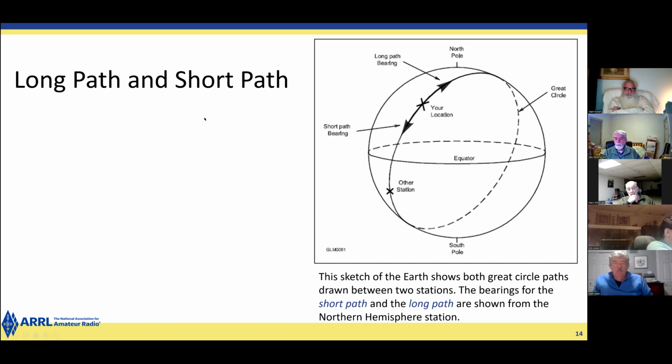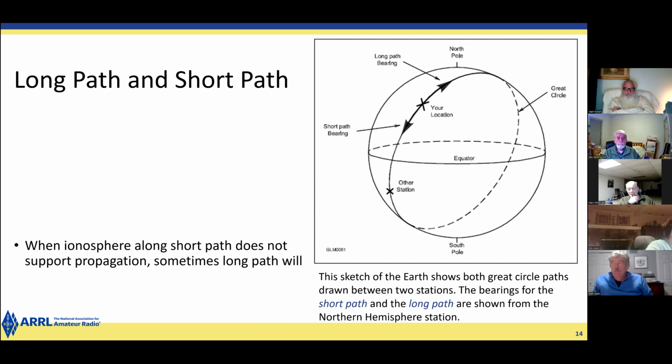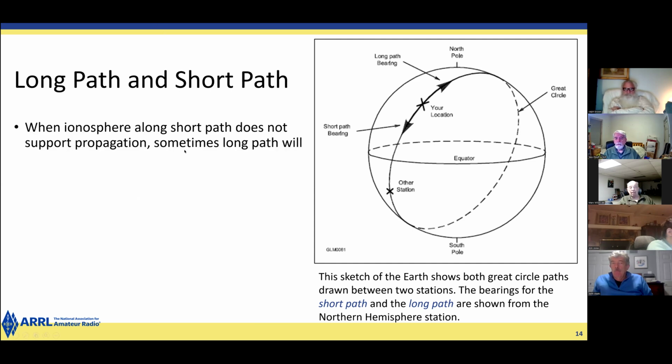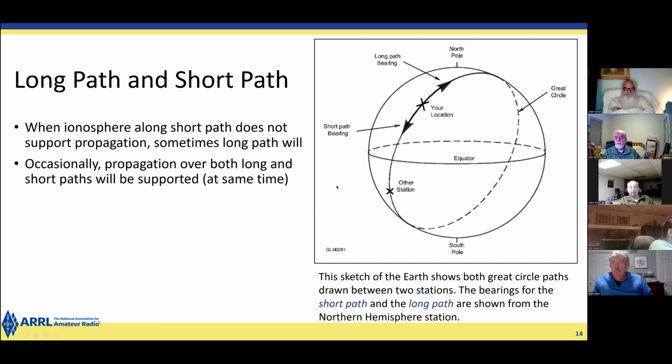So the Great Circle Path is a line that's equivalent to a string pulled tight on a globe between two locations. The short path is the shortest distance to the other station. The long path is 180 degrees away from that and goes most of the way around the globe.